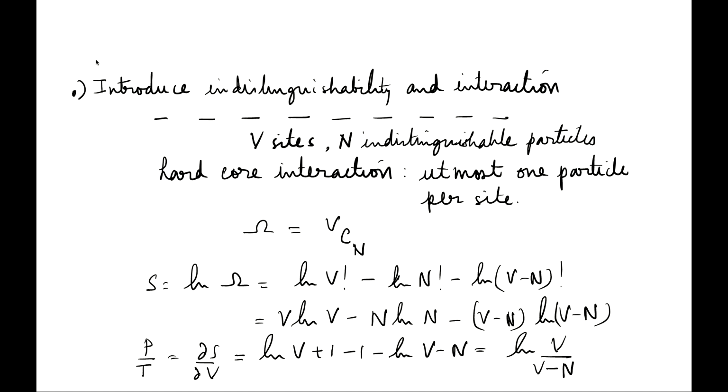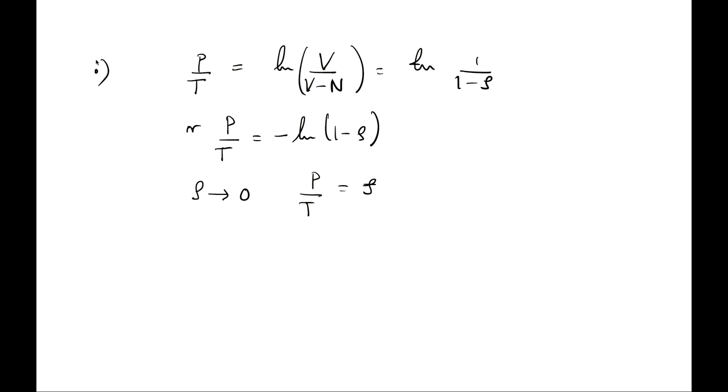Then I differentiate with respect to volume. When I differentiate, I get for the first term log V plus 1. From the last one I get minus log (V minus n), plus 1 from the bracket. And the answer is log of V by V minus n. This is simple algebra. So now I get pressure in terms of volume and n, which is now log 1 minus rho. So now my equation of state has changed again to something else. P by T is minus log 1 minus rho. And of course, in the limit rho going to 0, I should get back ideal gas, which I do. Log of 1 minus rho is minus rho, so the minus minus goes away and I get rho.